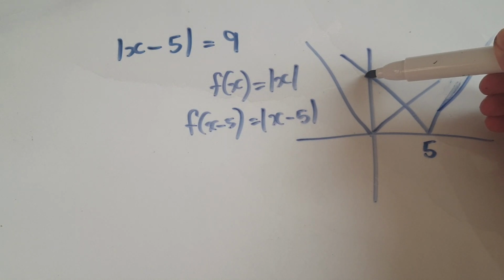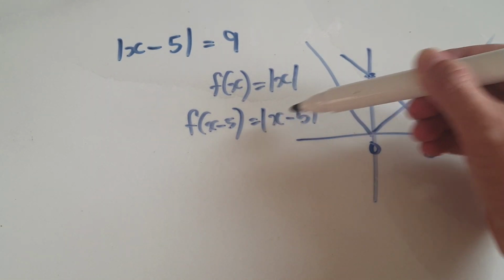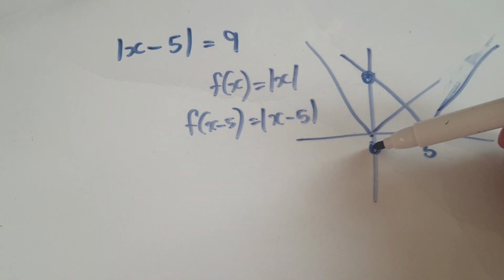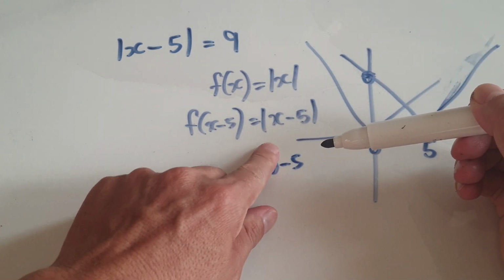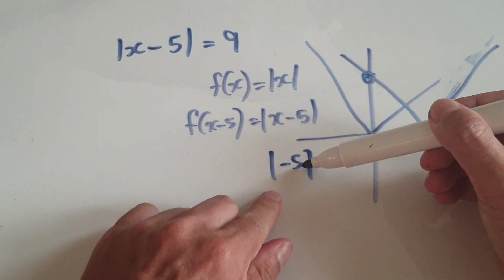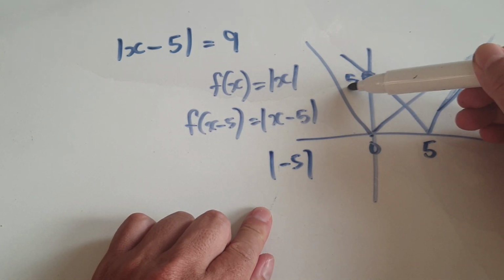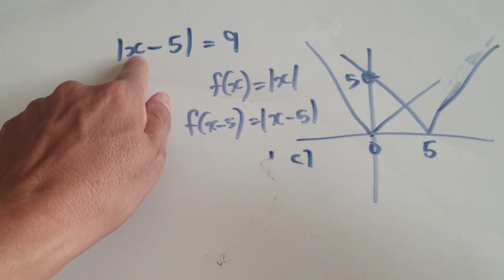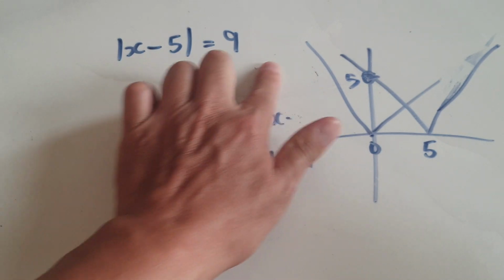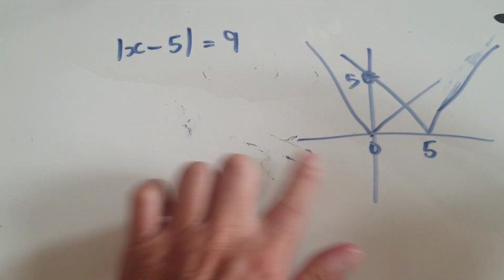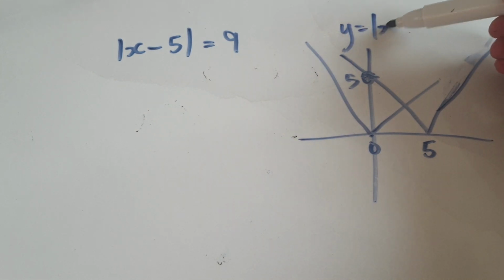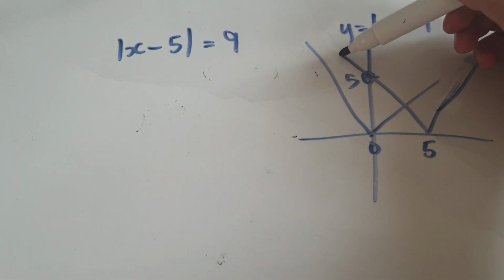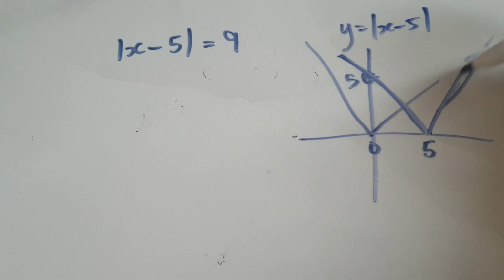If you want to know the intercept, put 0 into the x and then it will tell you where it hits the graph. So put 0 into here. 0 take away 5 is negative 5. Take the absolute of it would be positive 5. So this would be 5. So our graph y equals absolute value of x minus 5 would look like this.